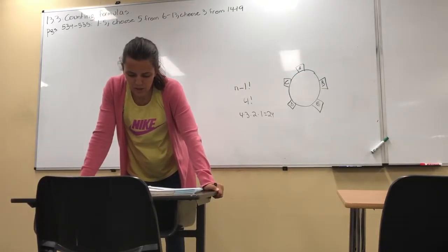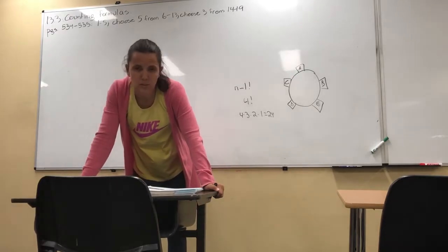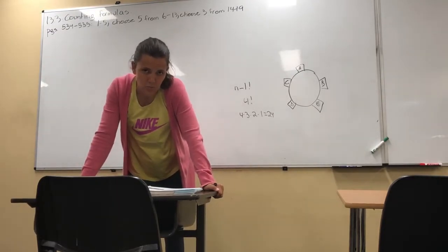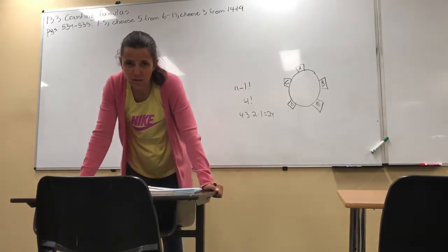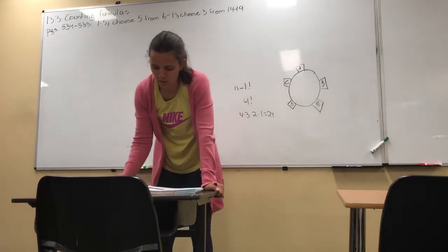So it can begin in any of the 5 seats, which is why you take out basically one of the variables for it. So you just say that instead of using your n, you use your n minus 1.